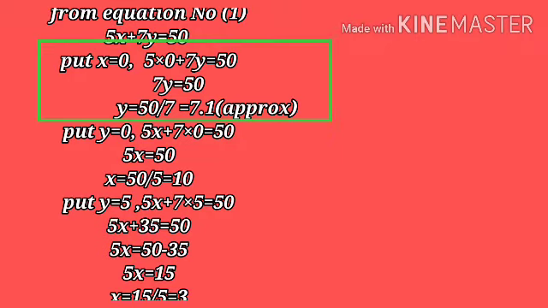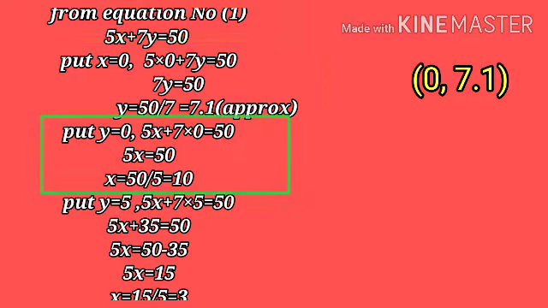Now from equation number 1, 5x plus 7y is equal to 50. So first put x equal to 0. In place of x write 0. So 5 into 0 plus 7y equal to 50. 5 into 0 means 0, and 0 plus 7y is only 7y. So 7y is equal to 50 or y is equal to 50 by 7. So our first point is 0 comma 50 by 7 which is approximately 7.1.